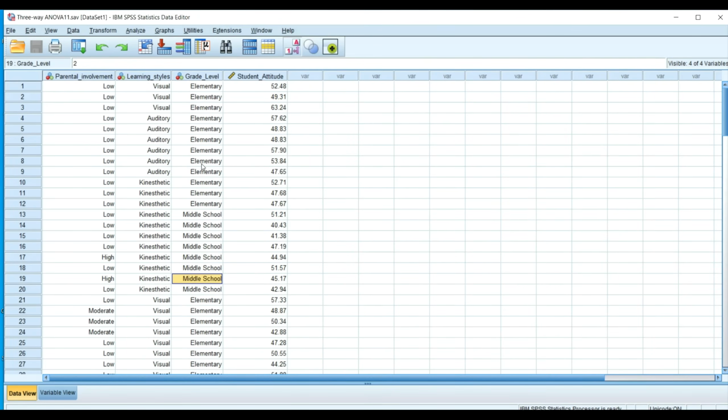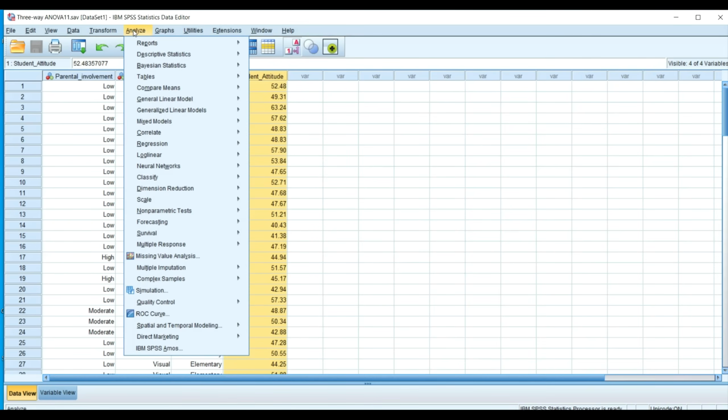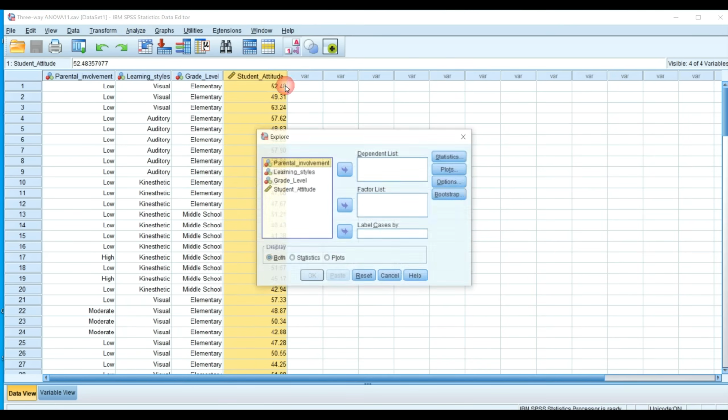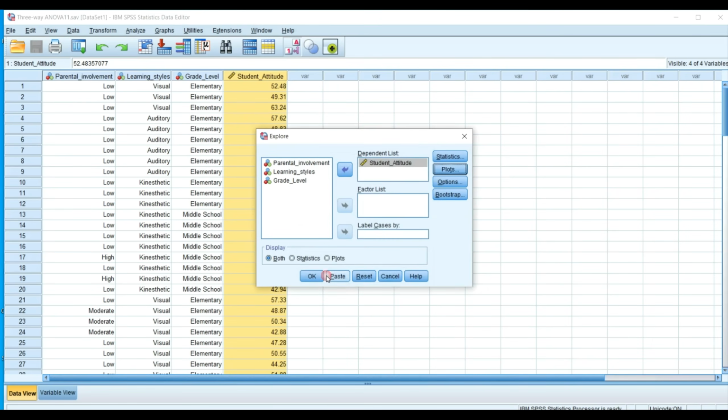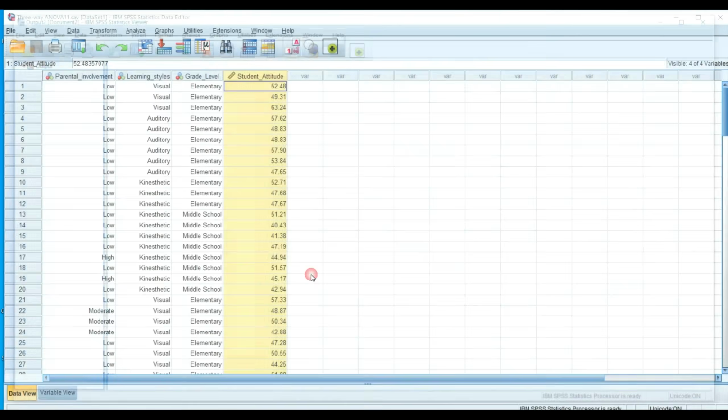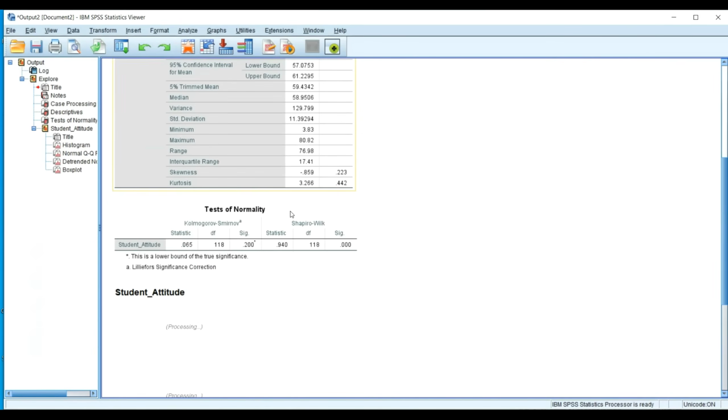The first thing we need to do is to check the dependent variable to be sure that it is normally distributed. If it is not, then you need to do something about it, okay? So to do that, I will go to Analyze, Descriptive Statistics, Explore, and I will take the dependent variable, student's attitude, into the dependent variable list. Then I'm going to select the histogram and normality plots, okay? And then I will click OK to see the results of the normality.